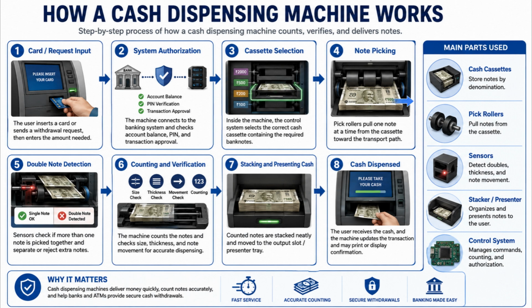After approval, the control system inside the machine selects the correct cash cassette. Different cassettes store different note values, so the machine chooses the cassette that contains the required banknotes. Then the note-picking process begins.